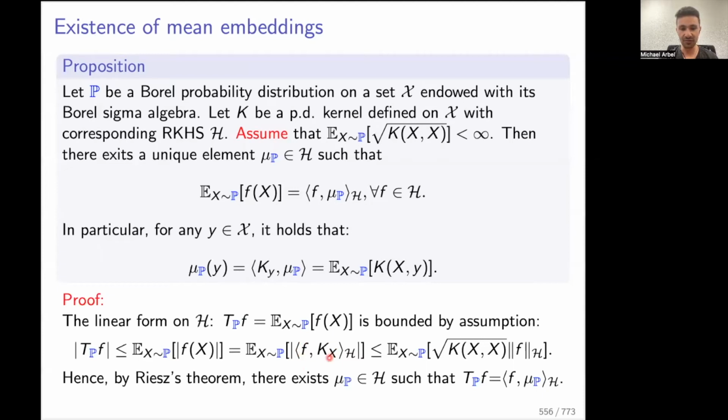by this quantity, which involves a dot product between f and the kernel feature map. Then using the Cauchy-Schwarz inequality, we get the last term on the right, which involves this expectation of the square root of the kernel, which is by assumption finite. This shows exactly that the linear form is bounded, which then allows us to apply Riesz's theorem, which guarantees that there exists an element in the RKHS such that the linear form can be written as a dot product between f and this element mu P, which is the mean embedding. And this concludes the proof.